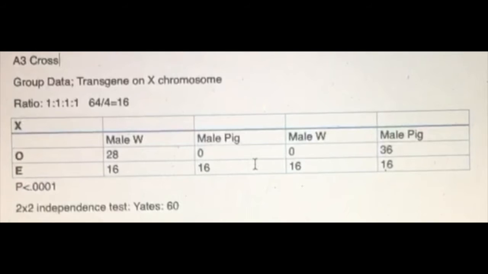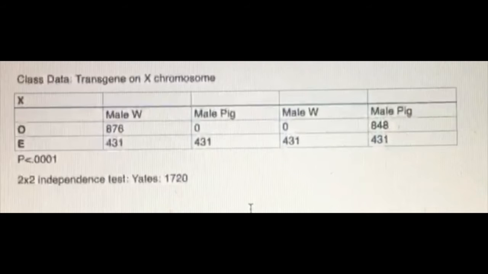With 64 flies for the A3 cross in a ratio of 1 to 1 to 1 to 1, we would expect 16 flies for each type. For our group data, when the transgene is on the X chromosome, the p-value is less than 0.0001, and with the independence test, Yates equals 60. For the class data, when the transgene is on the X chromosome, p is less than 0.0001, and the independence test is Yates equals 1,720.